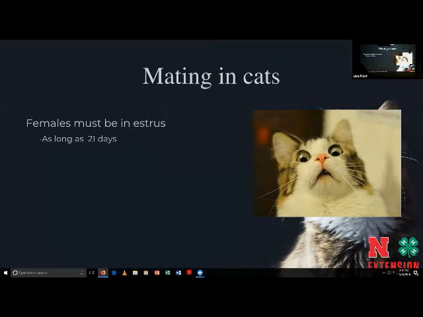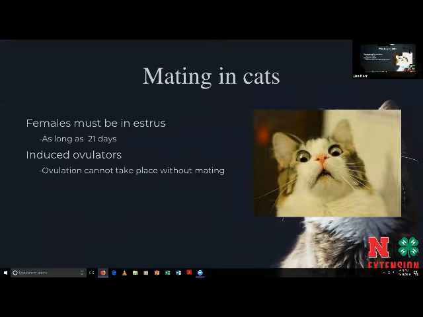An interesting thing about them is that they're induced ovulators, another funky term that might seem kind of strange to you, which just means that if they find a male cat they are ready to breed with, the only way they can ovulate, or release an egg to be fertilized, is by being induced by a male, if that makes sense.